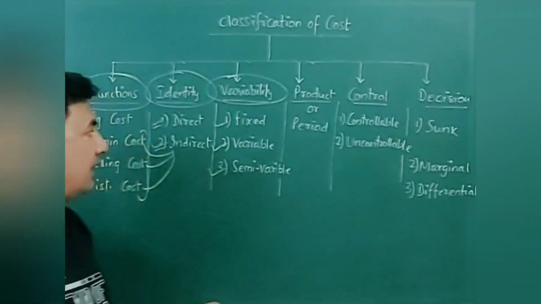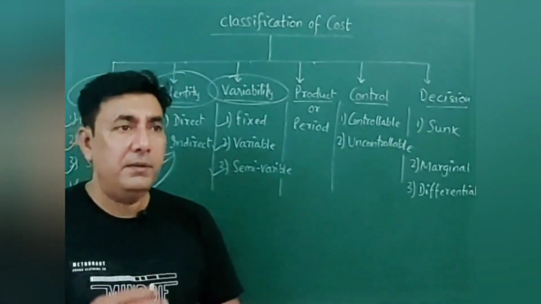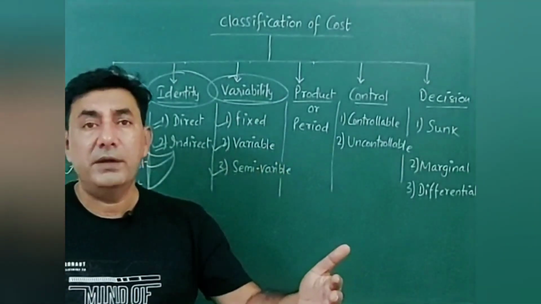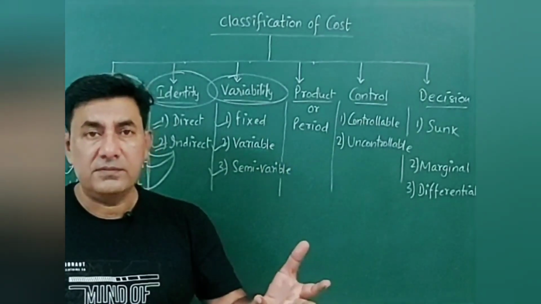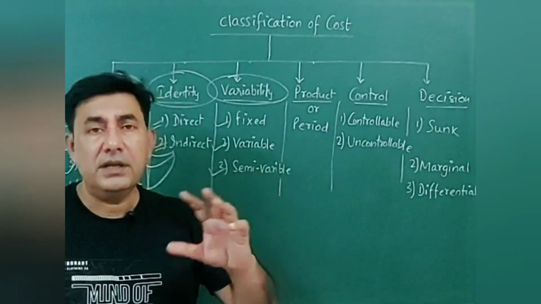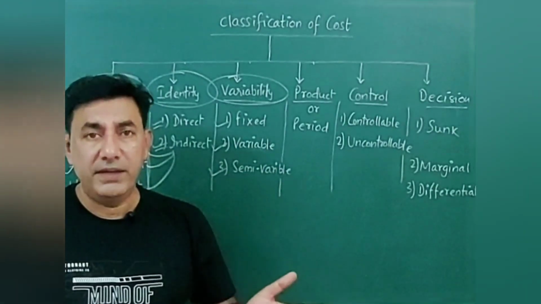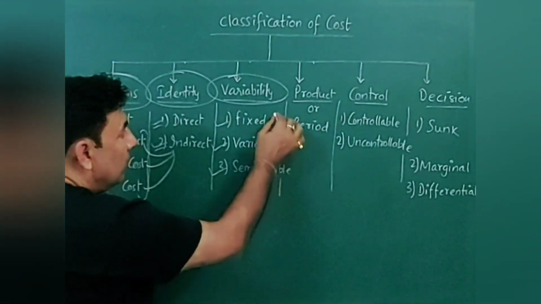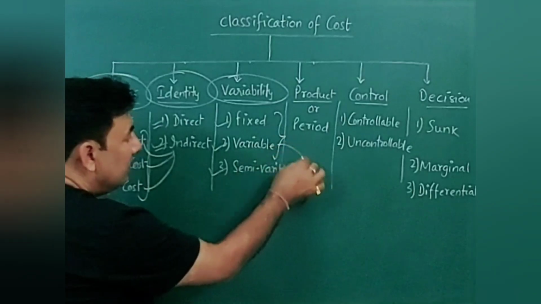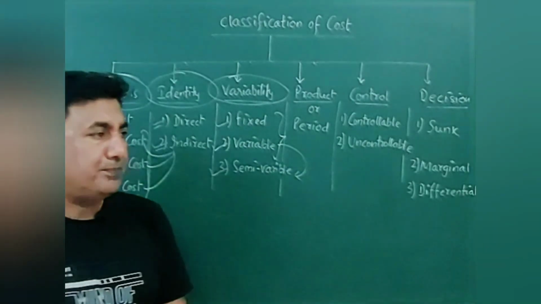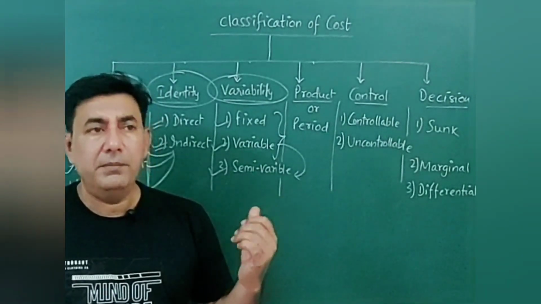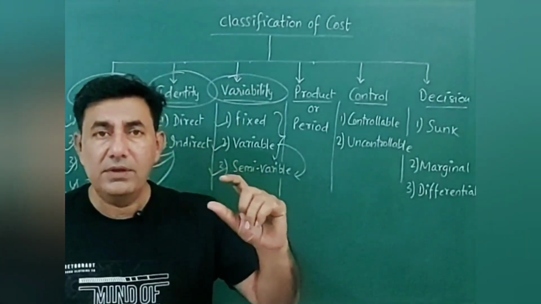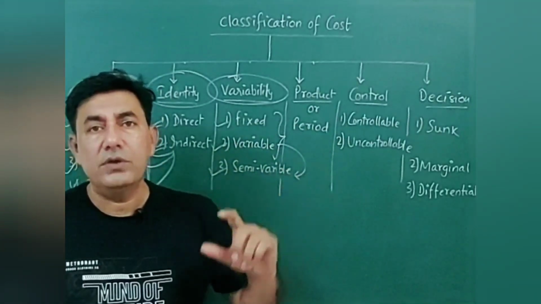Then comes variable cost. It changes with the production. The more you produce, the more the variable cost will be, like the cost of raw materials. The more production you do, the more raw materials you need, so that is variable. Then comes semi-variable. Semi-variable is a mixture of these two, fixed and variable cost, right? In semi-variable, the cost remains fixed for a certain level and then again it increases or decreases.